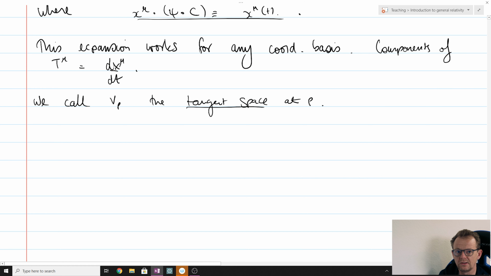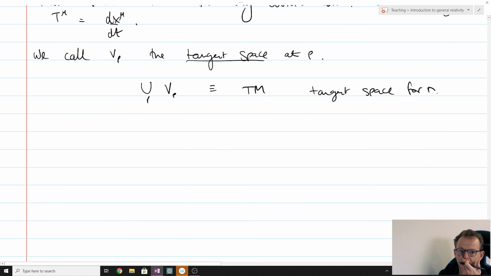What is that? Well, we just take the union, we stick together all the tangent spaces for every point P on the manifold. So if you take the union over P of Vp, we might give that a name, we might call it Tm. So stick all these vector spaces together. Now what do you have? You have the full tangent space for M.